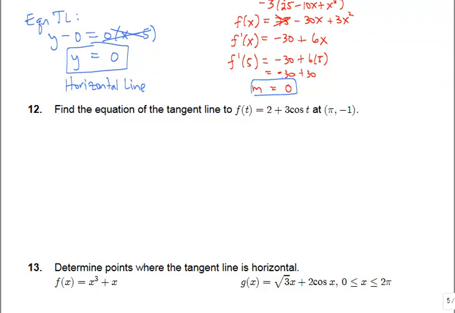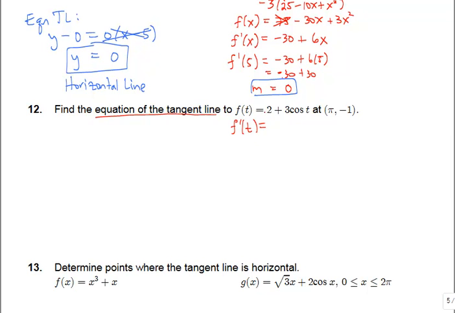Alright, let's try this process again, but this time we have a different function. We want to find the equation of the tangent line to the function f of t equals 2 plus 3 cosine t at the point pi comma negative 1. So your starting point is always to find the slope of this tangent line, that m, and m is just the derivative evaluated at this point. So let's find the derivative function first, f prime of t.